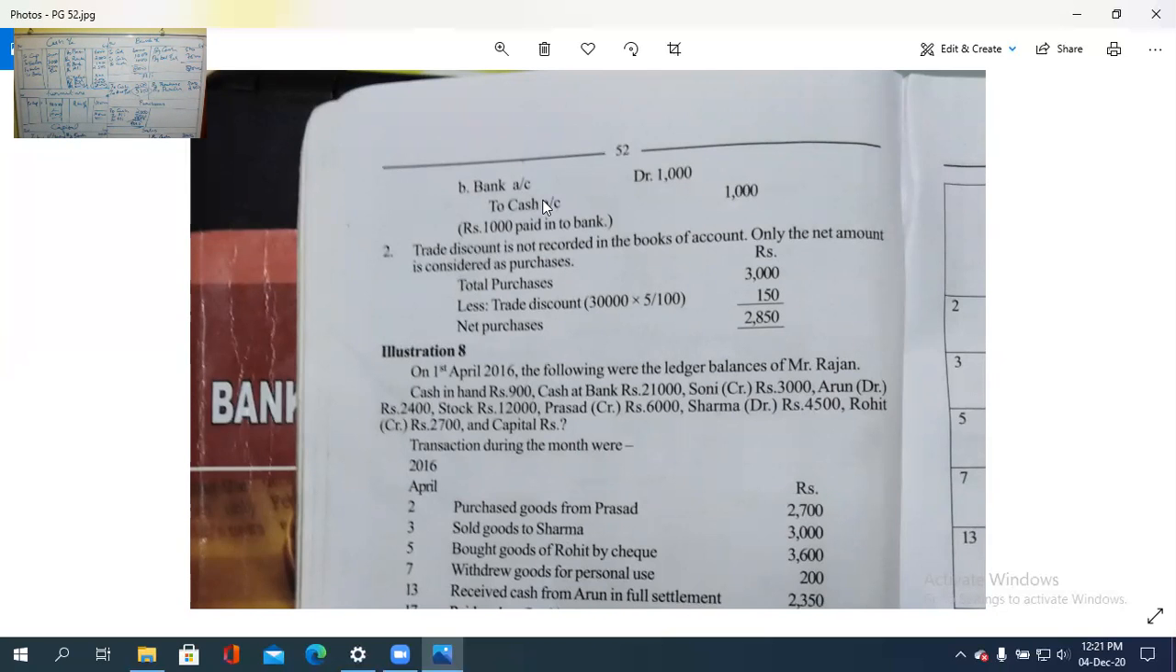We will go through the trial balance and all, along with the ledger accounts, in the next class. So hope you understood the thing.